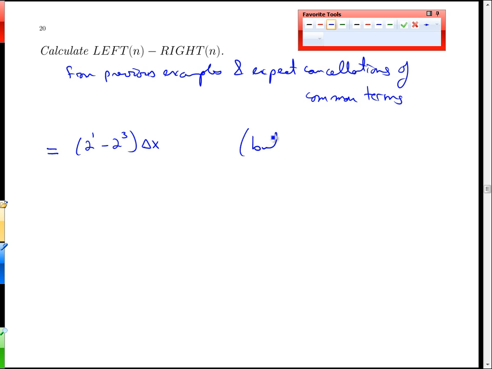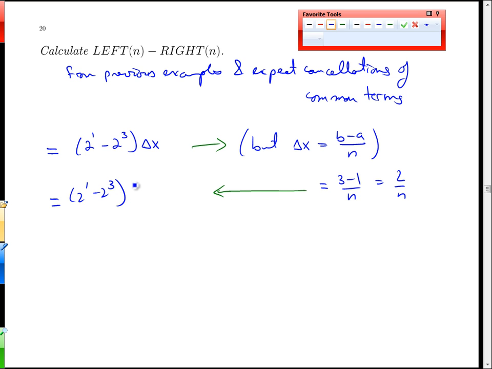But where did delta x come from? Delta x came from b minus a over n. So in this case here was 3 minus 1 over n, or 2 over n. And if we chain that out here, we're going to have 2 to the 1 minus 2 cubed times 2 over n. And if you look at all these terms, that, and that 2 there are constant. The only variable n here is in the denominator.